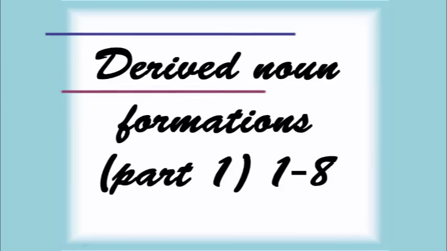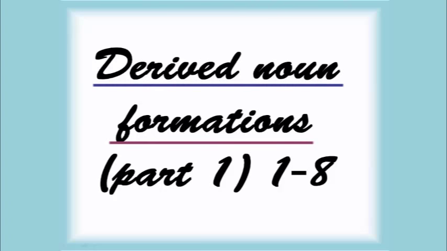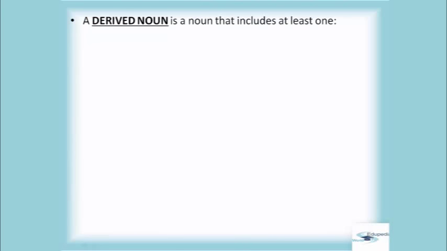Derived noun formations, and this time we're going to talk about part 1, which is composed of number 1 to number 8. A derived noun is a noun that includes at least one.